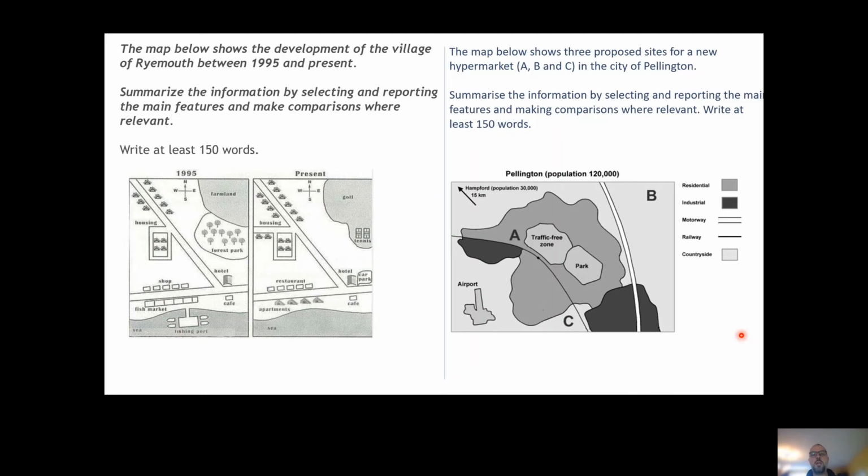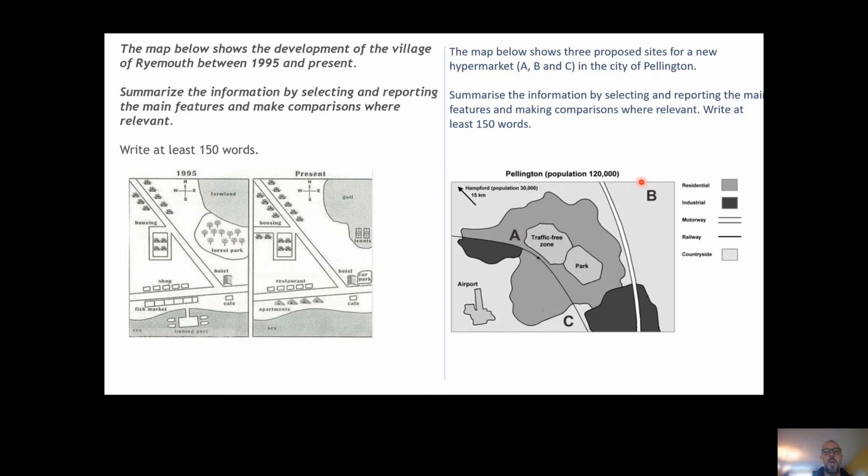Okay, so here are two IELTS Task 1 questions which demonstrate the two types of maps questions that you can find. And you can see the difference between them is the first example has two maps of the same place at two different times. So you can see the key information we're looking for there is the difference between the two maps.